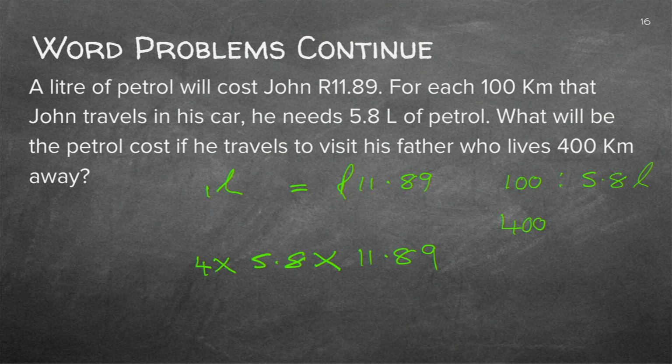So we can do the 4 times 5.8. 4 times 8 is 32, and it comes to 23.2, times 11.89. And that's the same thing. We remove the decimals and we just remember to add them back. So it's 232 times 1189.